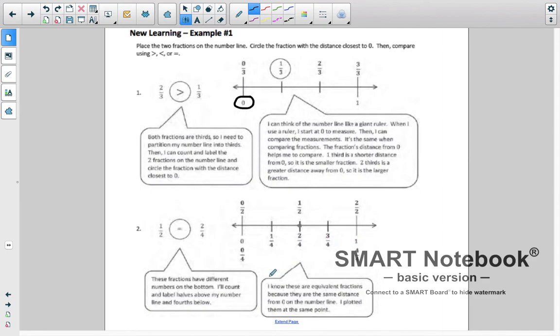So if we look at what is bigger, greater than, or equal to, if we look at 1/2 and I mark it on the number line here, and I look at 2/4 and I mark it on the number line here, they're at the same place. They're equivalent. So 1/2 and 2/4 equal the same exact thing.